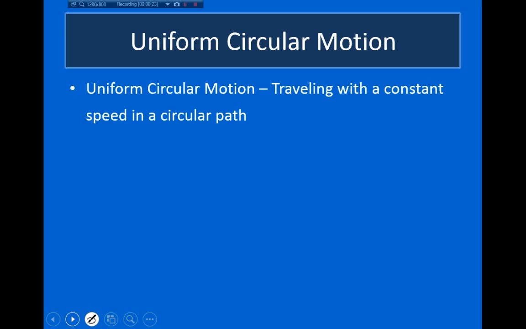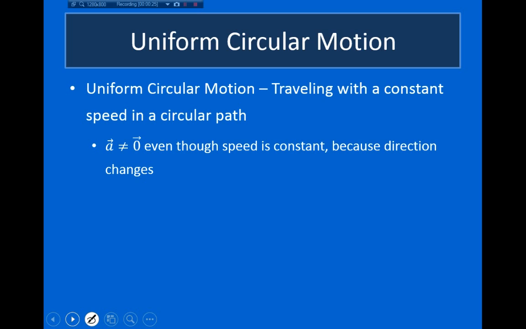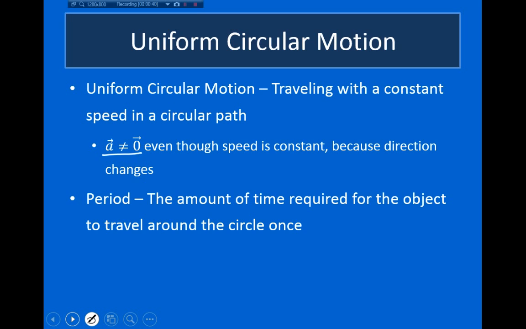Now, even though the speed of the object is always the same, the acceleration is not equal to zero. The reason is that as the object travels along a circular path, the direction of the object's velocity is always changing. Now, I'd also like to introduce another definition.